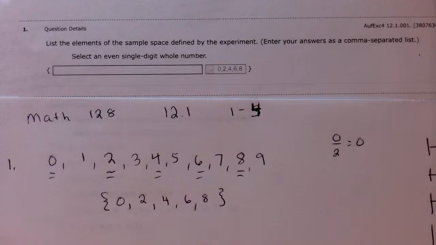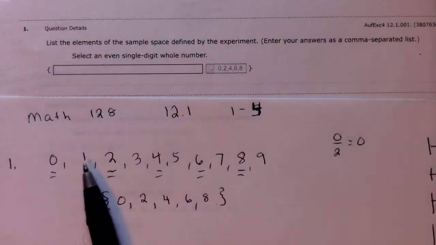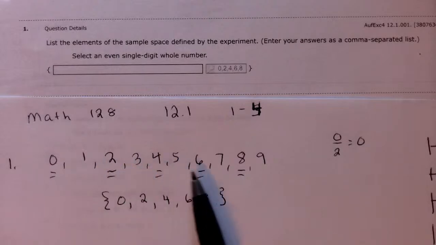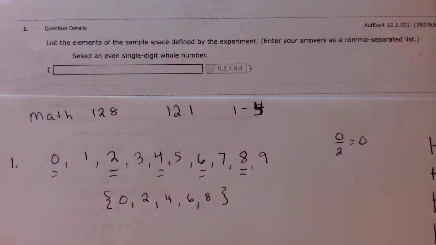Question number 1 is saying to select an even single-digit whole number. So we have to figure out what they are asking for. When I look at this, I can see that the digits are 0, 1, 2, 3, 4, 5, 6, 7, 8, and 9. There are 10 digits. And then it's wanting just single digits, so I would not count a 10. And usually when you just look at digits, the digits are just the 0 through the 9.